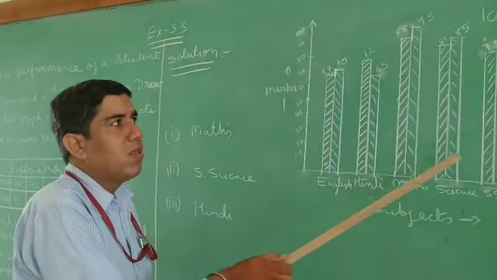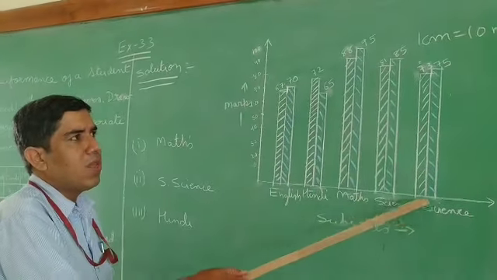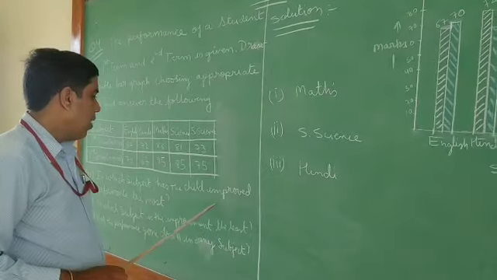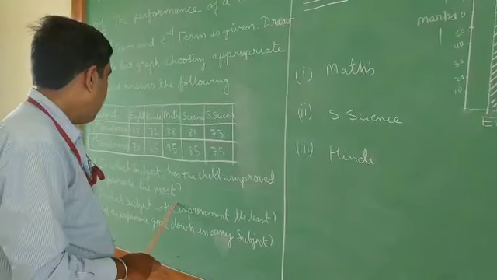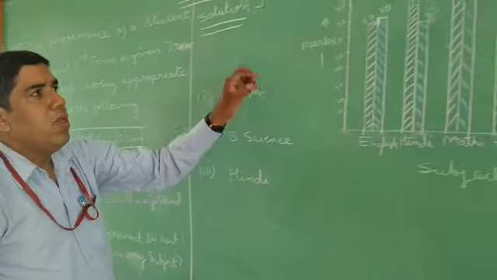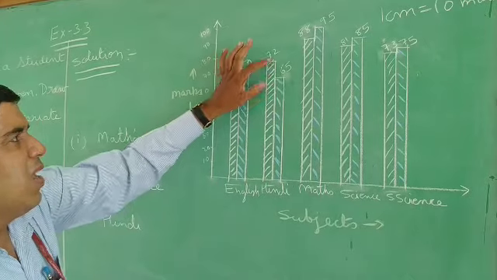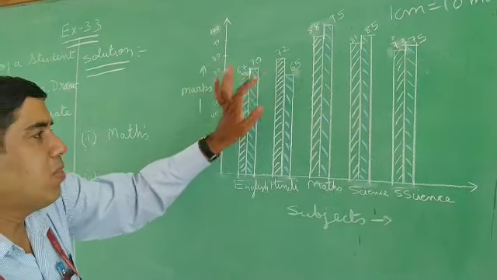Second term marks is 85. Social science 73 and 75. Now, in which subject has the child's performance improved the most? Now you can see in which the gap is more. Here the marks increase by 3 marks. Here it is a decrease. You can see.